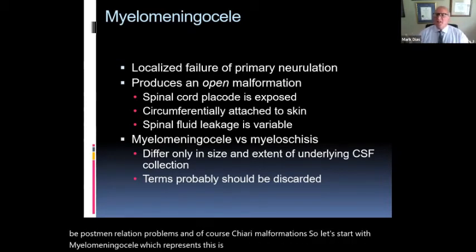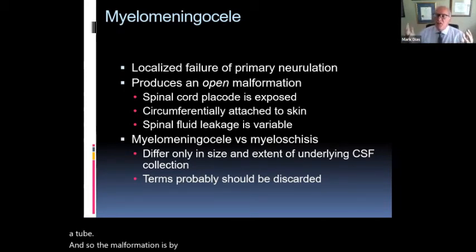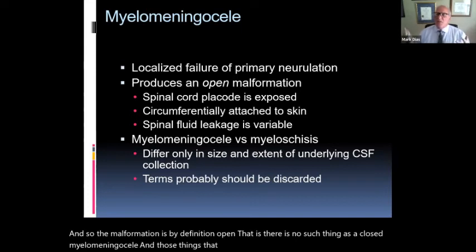It's a localized failure of primary neurulation, right? The neuroepithelium didn't properly close to form a tube. And so the malformation is by definition open. That is, there is no such thing as a closed myelomeningocele. And those things that we call closed myelomeningoceles are really myelocystoceles.